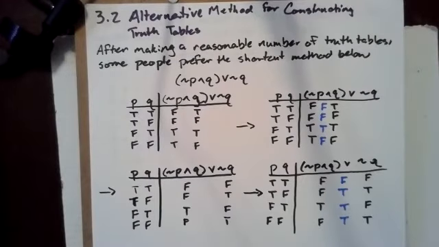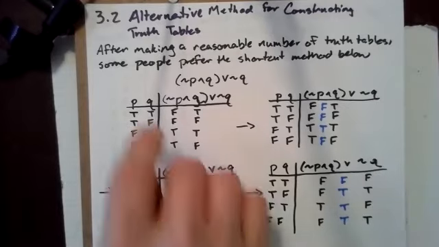In this video, we'll look at an alternative method for constructing truth tables. After making a reasonable number of truth tables, some people prefer the shortcut method below. Here we're constructing the truth table for not P and Q or not Q.